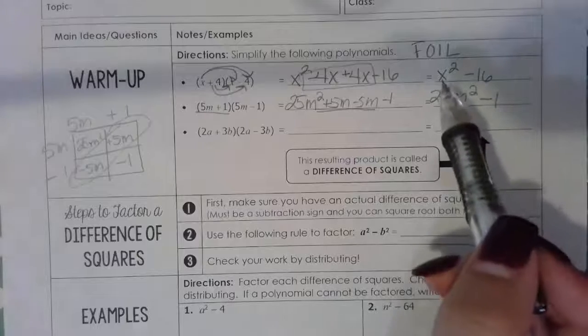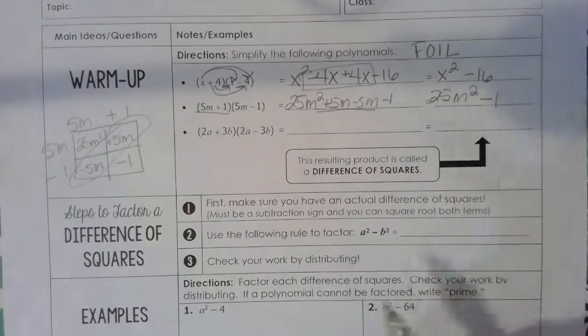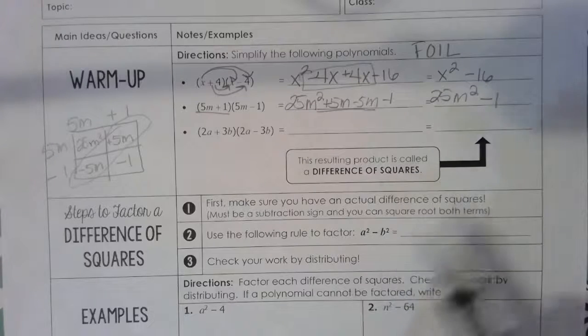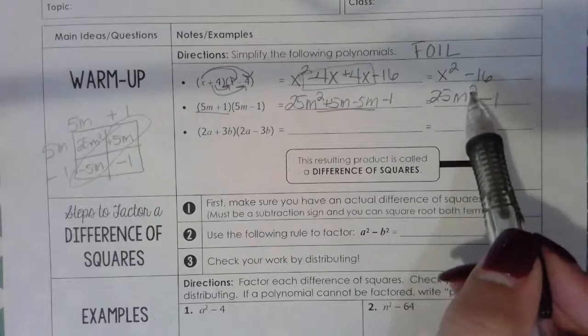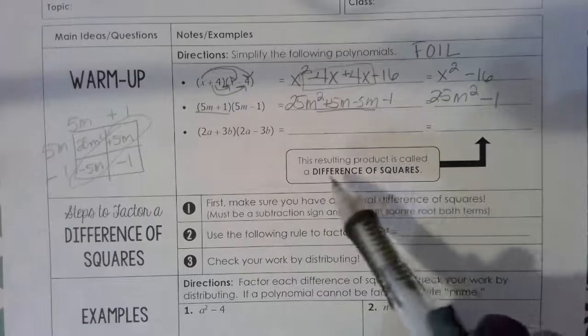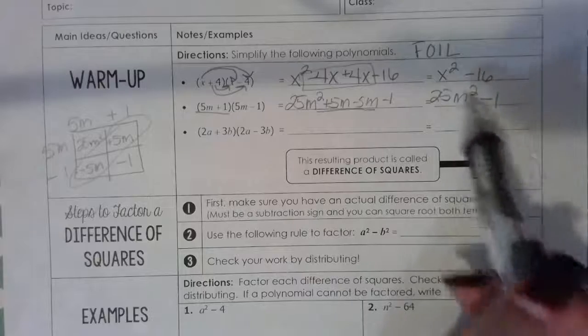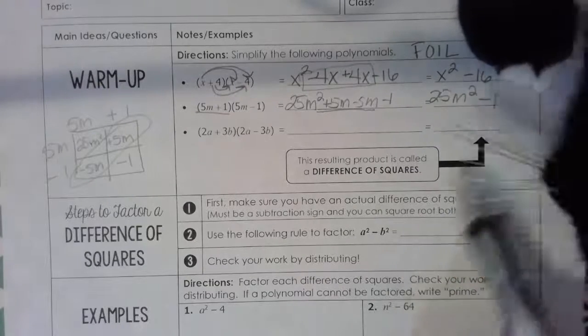Alright, the thing to note about these is 16, 25, and 1 are all perfect squares. And then your two variables are to an even power, and they're both subtraction. So this is the resulting product. It's called a difference of squares. So it's something that you can take the square root of, minus something you can take the square root of.